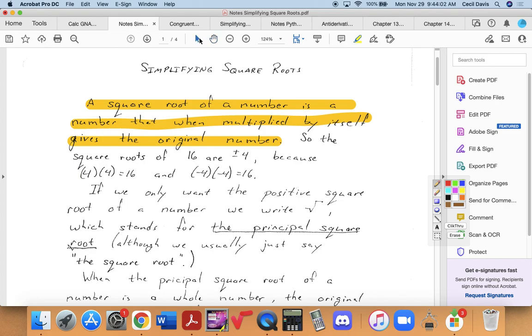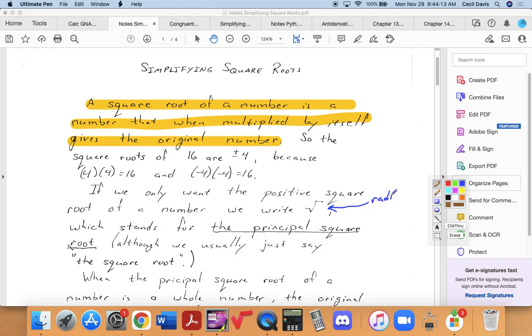That is a radical sign. So that symbol is the radical symbol.